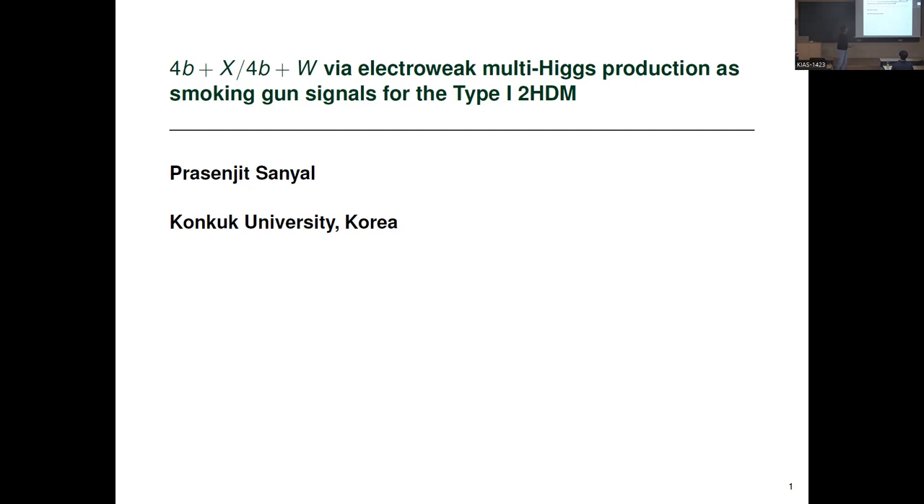So the title of my talk is Inclusive 4b and 4b+W by Electroweak Multi-Higgs Production: the smoking gun signals for the type 1 two-Higgs-doublet model.